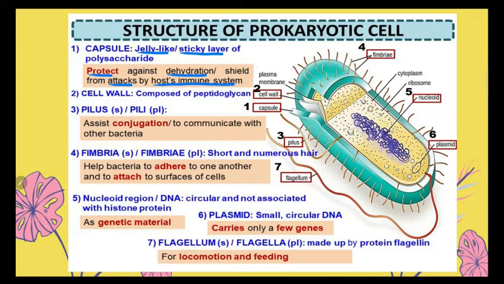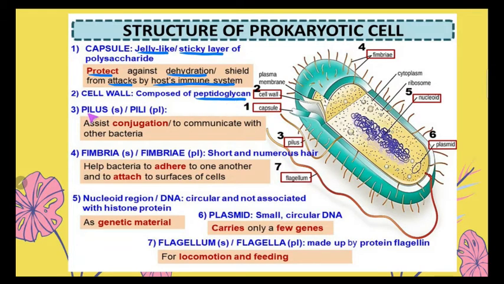Okay, next, the cell wall of the bacteria. The cell wall of the bacteria is composed of peptidoglycan. It is not like the plant cell, which has a cell wall made up of cellulose. It is different. So the bacterial cell wall is made up of peptidoglycan. Peptidoglycan is actually a combination of peptide, which comes from the word peptide, something about protein, and glycan, something about carbohydrate. So it is actually a combination of protein and carbohydrate.